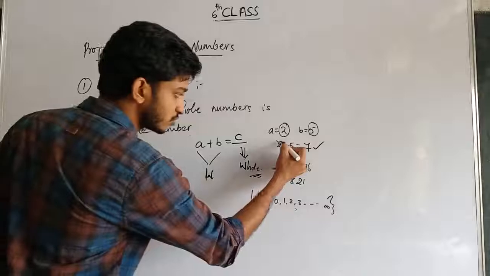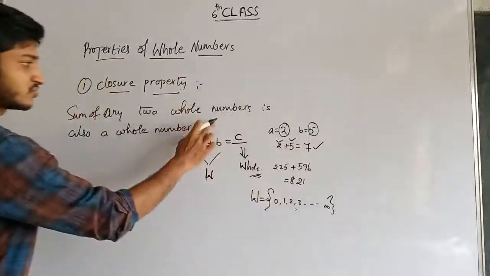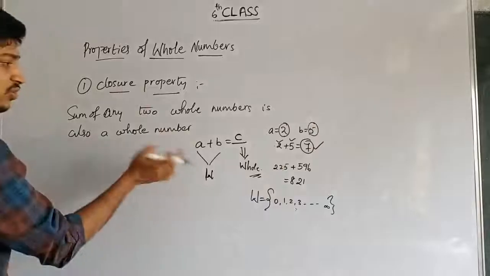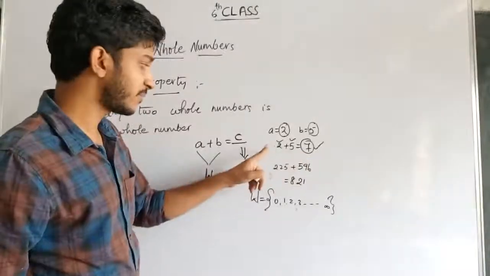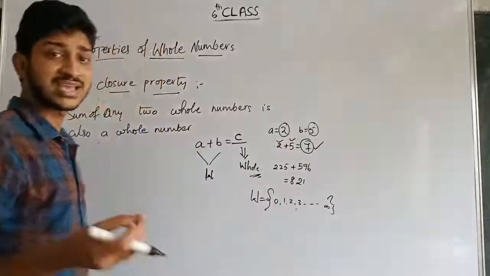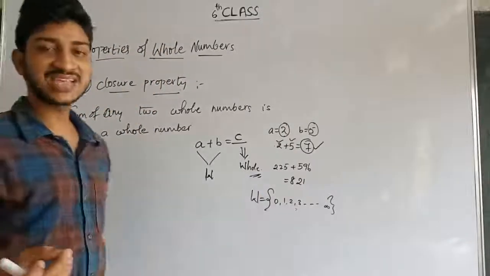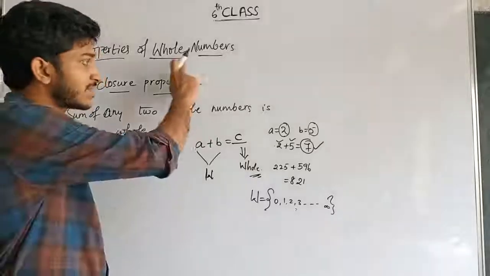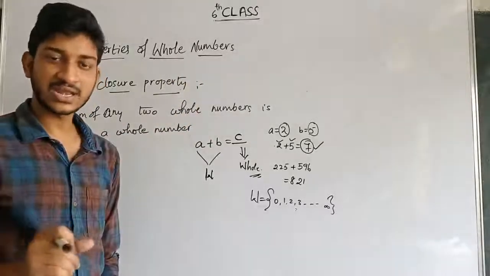If you read this sentence once: the sum of any two whole numbers. Here I am taking two whole numbers, and the sum I got is also a whole number. This number is also a whole number. Then we can say that whole numbers satisfy the closure property under addition.